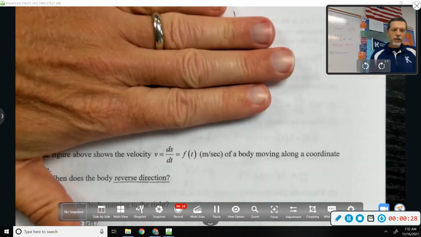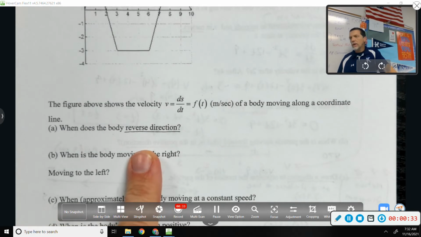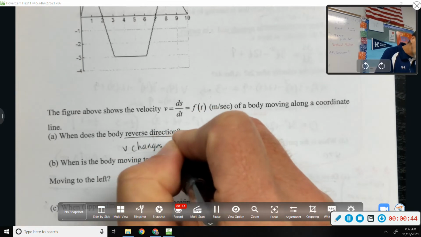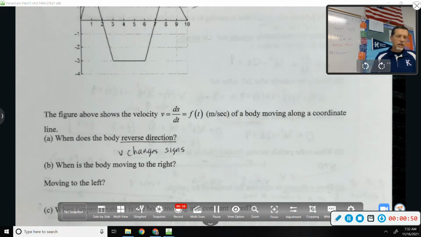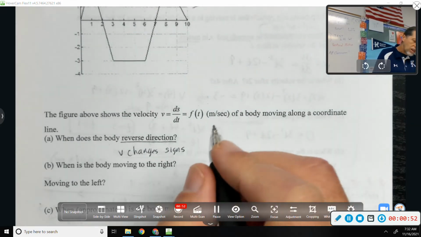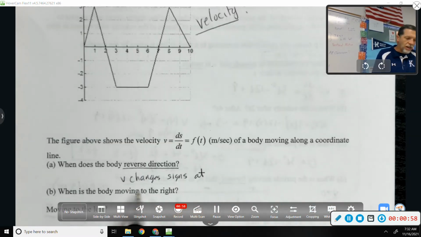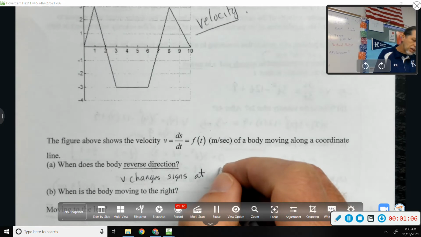Okay, so forget about the graph for a minute. What would you say about velocity? Or what would you need to know about velocity to say it reverses direction? It changes signs. V changes signs. So it changes from negative to positive or positive to negative, because either one of those would be a change in direction. So V changes signs at, and by the way, that's our justification. I always like to do the justification first because it clarifies what I'm looking for. V changes signs at, so give me a time where V changes signs.